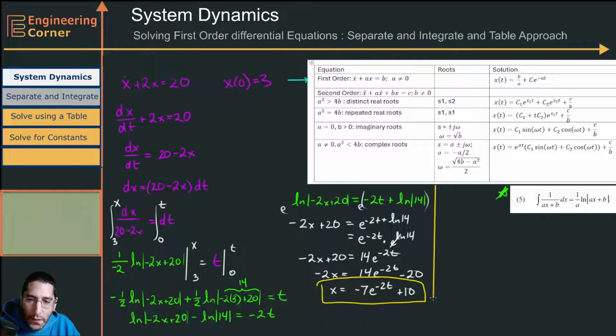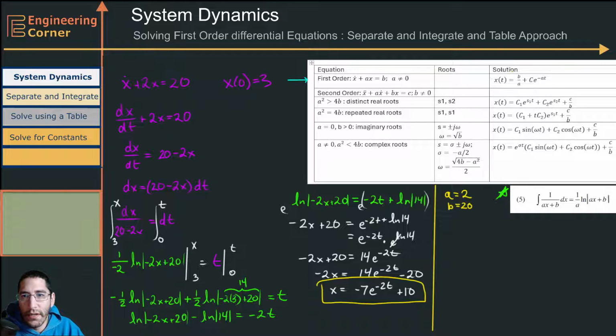Now I'm going to show you we can get the same answer by using this table. So using this table, we have a couple of requirements. The first thing is we have our terms in this order. So x dot plus ax is equal to b. Our equation is set up correctly. We have x dot, no coefficient in front of the x dot. a is equal to 2. b is equal to 20. We get that from whatever the coefficient in front of our x is and whatever is on the other side of the equal sign. And a is not equal to 0, so that's good.